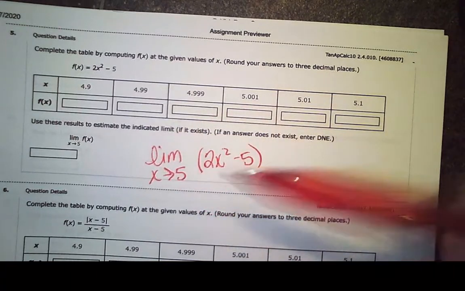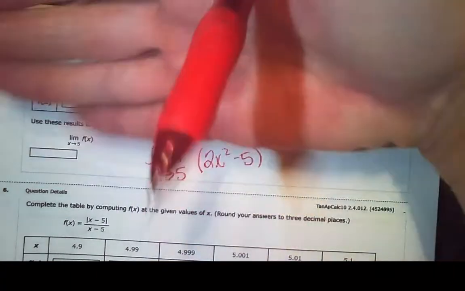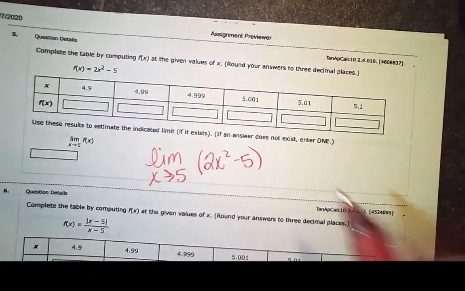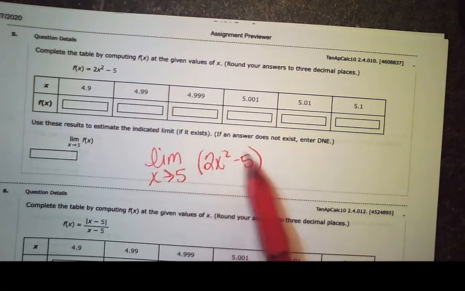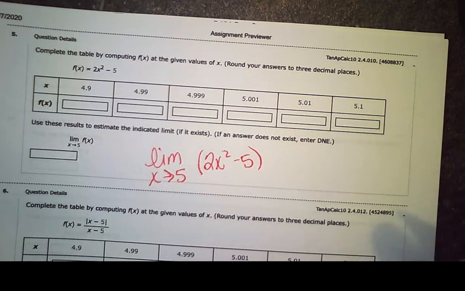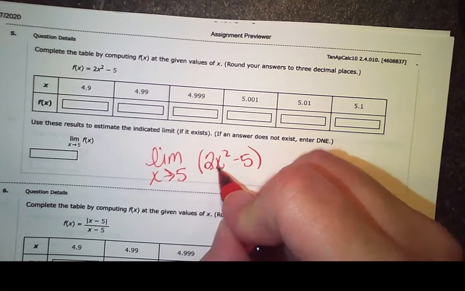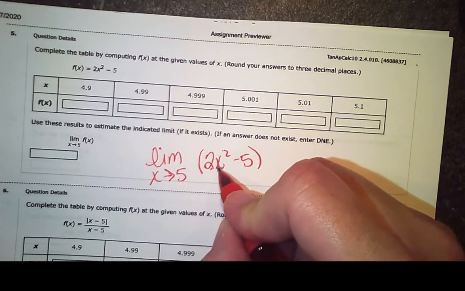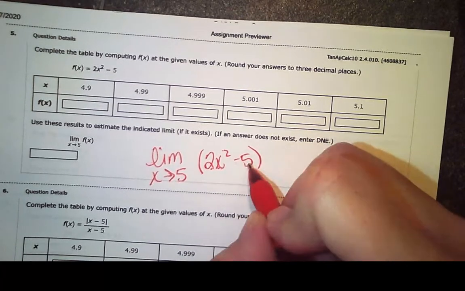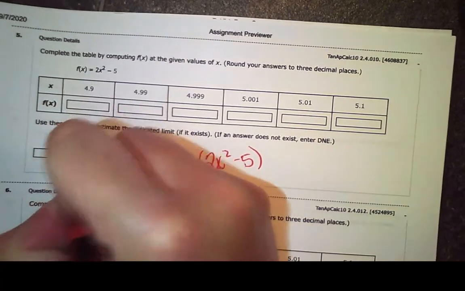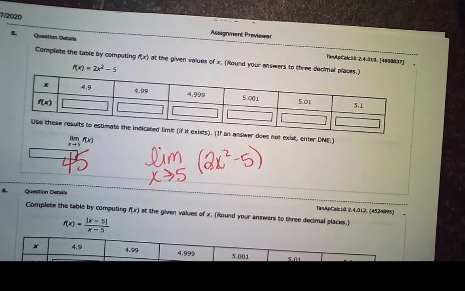Okay, well, can I use direct substitution? So pretend like the table wasn't there. Can I use direct substitution? There's no reason why I can't. Nothing's going to be undefined. Nothing's going to be weird. So use direct substitution. So if I shove in a 5, 2 times 5 squared is going to be 2 times 25 is 50. 50 minus 5 is 45. So I already know the answer to this.